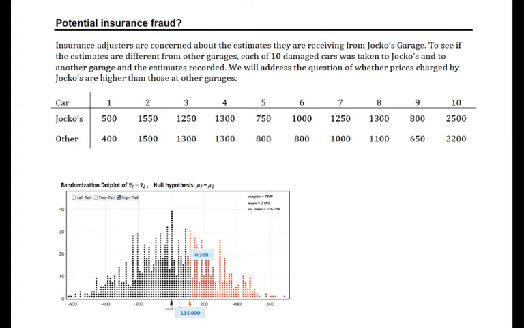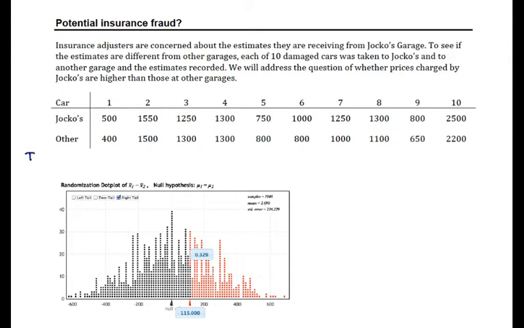The small data set that we're looking at for this introduction to matched pair studies has to do with an insurance fraud investigation for Jocko's Garage. So you can see from the data and from the description that we had 10 damaged cars. We sent each car to Jocko's Garage and to another garage and collected estimates.